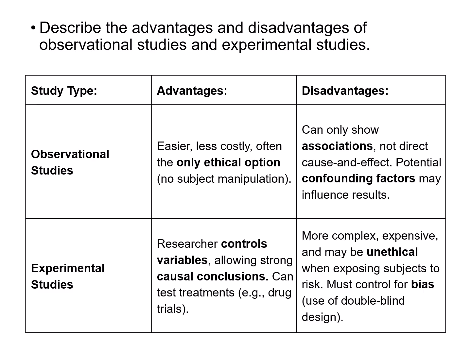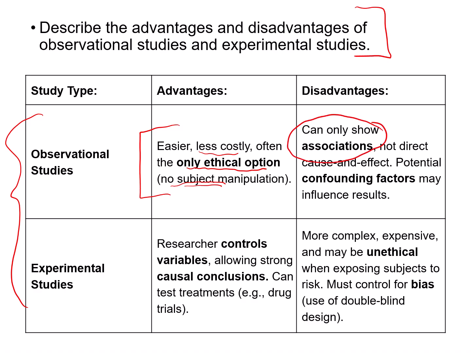And this table looks back at that first checkpoint, comparing advantages and disadvantages of observational versus experimental studies. In observational studies, these are often easier to conduct, not as expensive, and sometimes the only ethical option because we cannot manipulate certain subjects or certain cases. But a disadvantage is that these studies can only show associations and not a direct cause of something like a disease. There might be additional confounding factors.